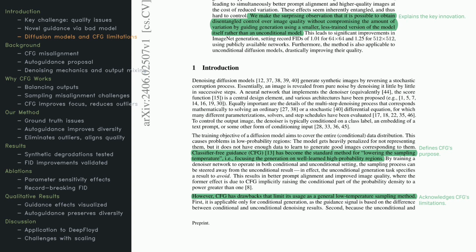The authors highlight two main issues with CFG. It only works for conditional generation, and it relies on a balance between conditional and unconditional processes that might not always be ideal. This sets the stage for why they explored a new method, one that can work more flexibly and address those limitations. Ready to see what it is?